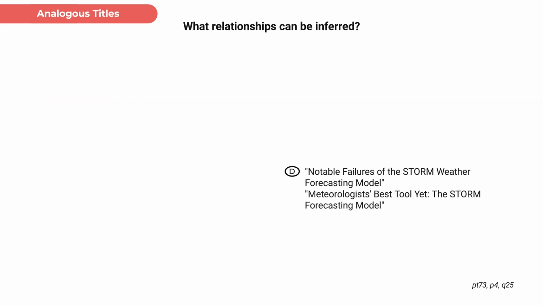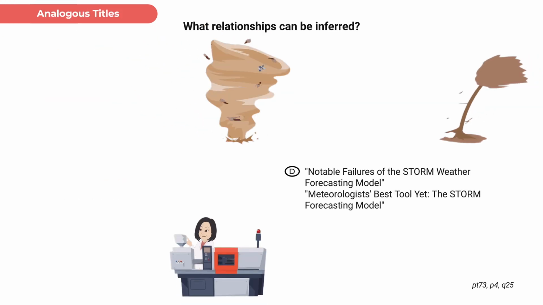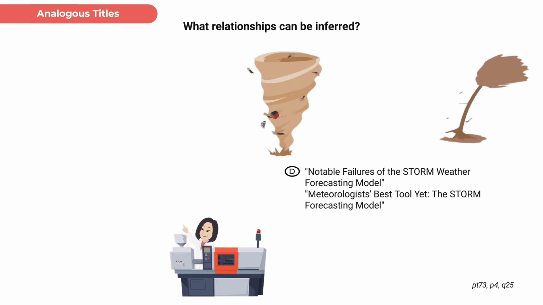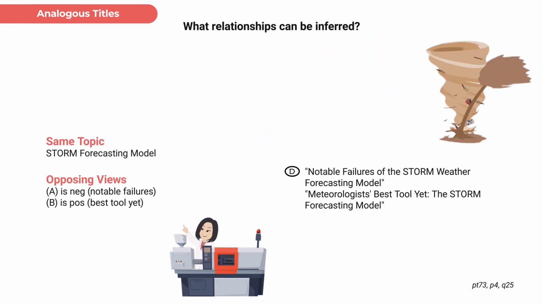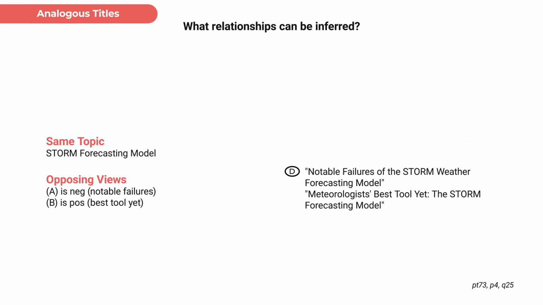With D, we're back to the idea of the same topic, the storm weather forecasting model. And in this case, again, we have opposing views. A is negative. Ugh, look at these notable failures. And B is positive. It's the best tool yet.